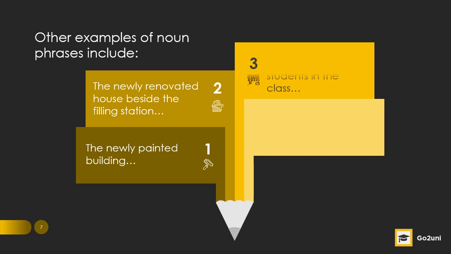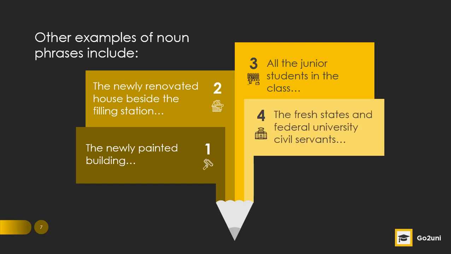So you have other examples such as all the junior students in the class. Another example is the fresh state and federal university civil servant. So these are some of the examples of noun phrases that we have been able to identify in this lesson. Now, you have a task of generating some of them yourself.